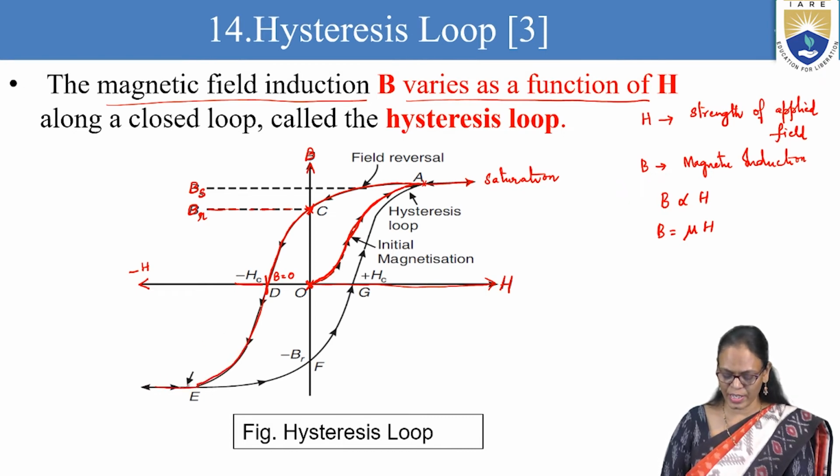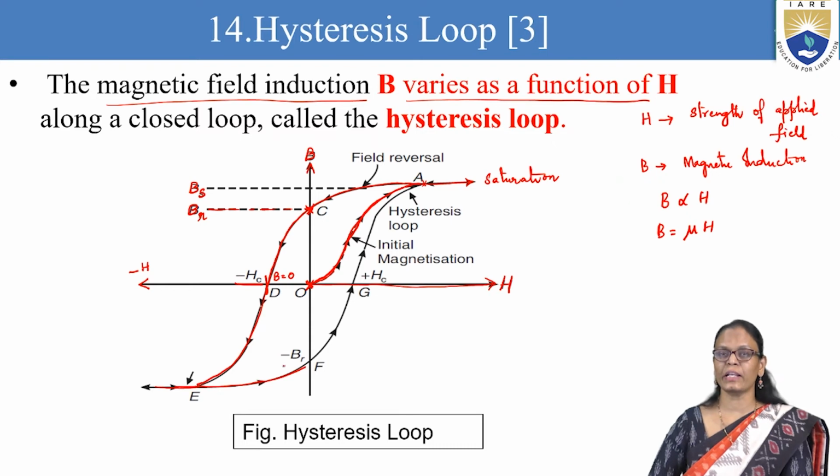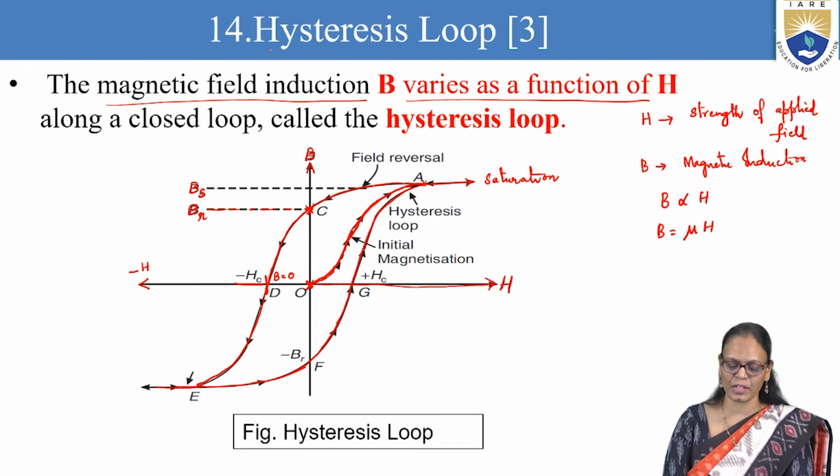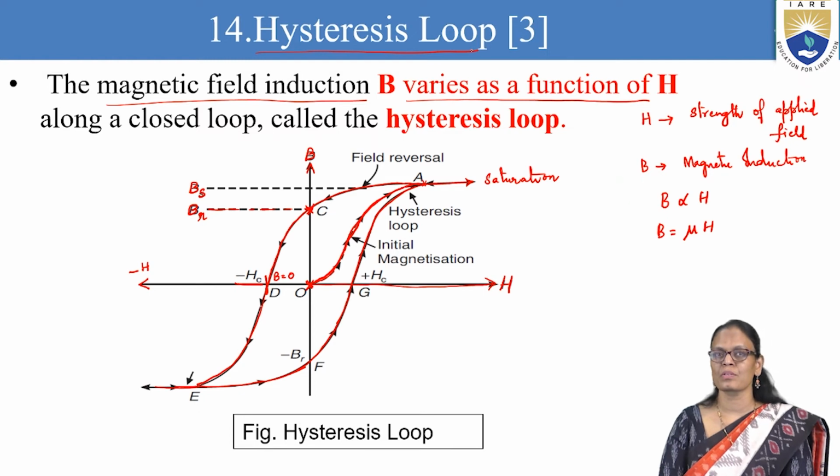Now we further increase the field and trace the curve along D to the saturation in the negative direction. When we then increase the field in the positive direction, we trace the loop like this. This is how we trace the hysteresis loop. The hysteresis loop plots the variation of B with H, and gives us the loop over a complete cycle.